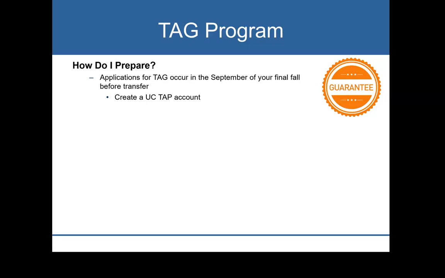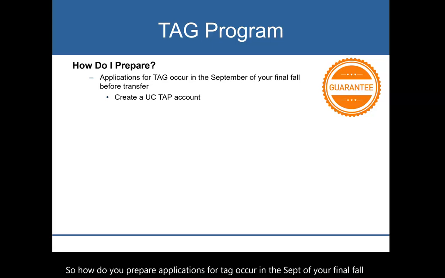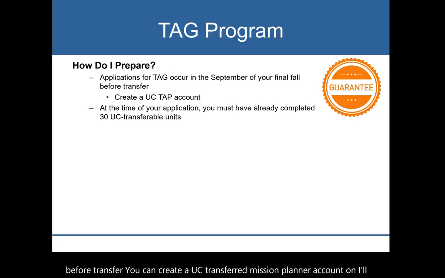So how do you prepare? Applications for TAG occur in the September of your final fall before transfer. You can create a UC Transfer Admission Planner account. I'll pull that website up here in just a moment, but essentially if you Google UC TAP, or Transfer Admission Planner for the UC, that will take you to the website where you can create an account even in your first semester. Which is a good idea to be up to date on all the different news and information about the TAG program.